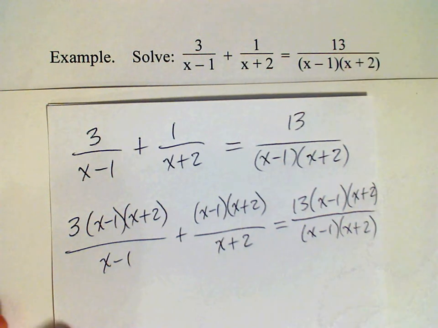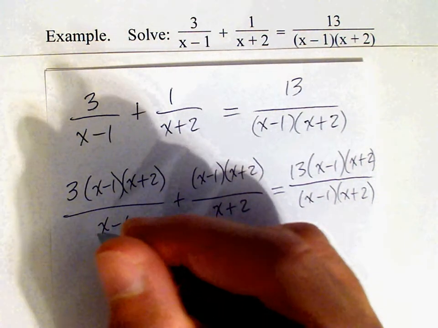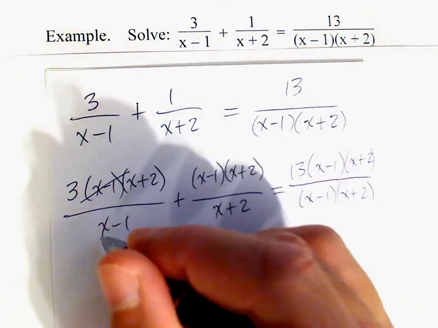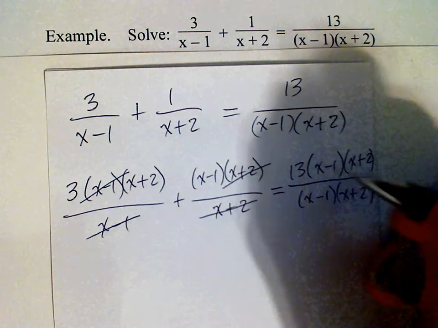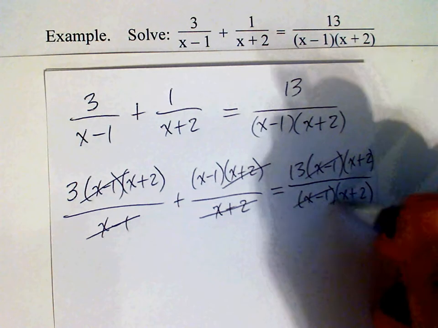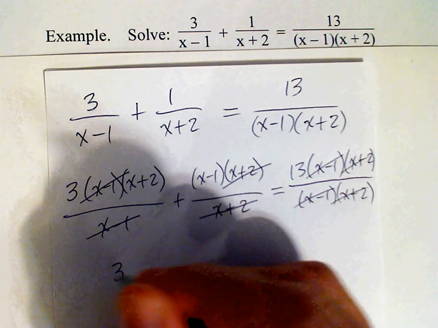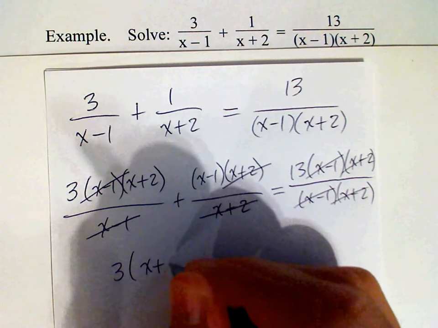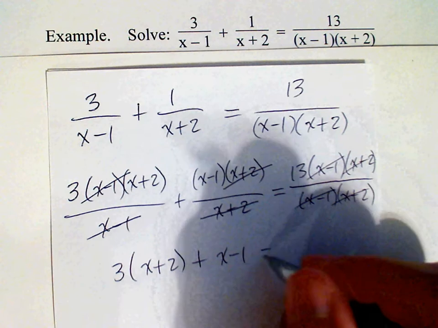And now, why does this help? Well, because now the fractions are going to go away, don't they? Here the x minus 1 goes away, here the x plus 2 goes away, and here both the x minus 1 and the x plus 2 go away, leaving us with a much simpler equation. 3 times x plus 2 plus x minus 1 is equal to 13.